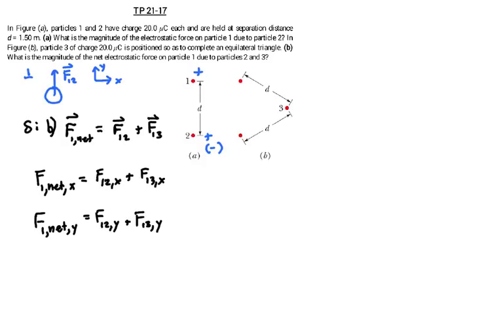So what we have here is the net force on particle 1 in the x direction. And the net force is because of the electrostatic force on particle 1 due to particle 2 and particle 3. So we have both of those laid out in the x direction. And then we have the y direction, very similar, just replace the x's with y's.